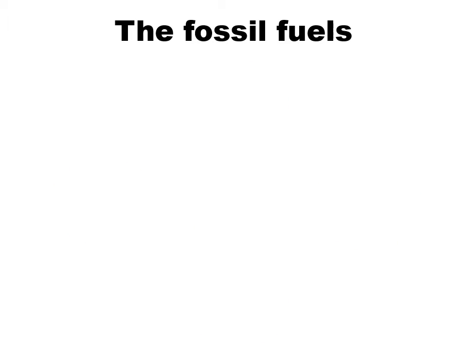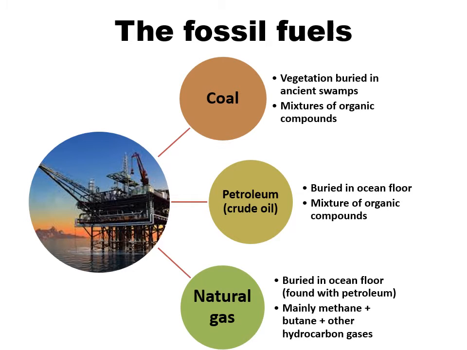Now we're going to look at the different types of fossil fuels and where we can find them. There are three types of fossil fuel. The first type of fossil fuel is called coal. Coal is a mixture of organic compounds. We can find them in the vegetation buried in ancient swamps.